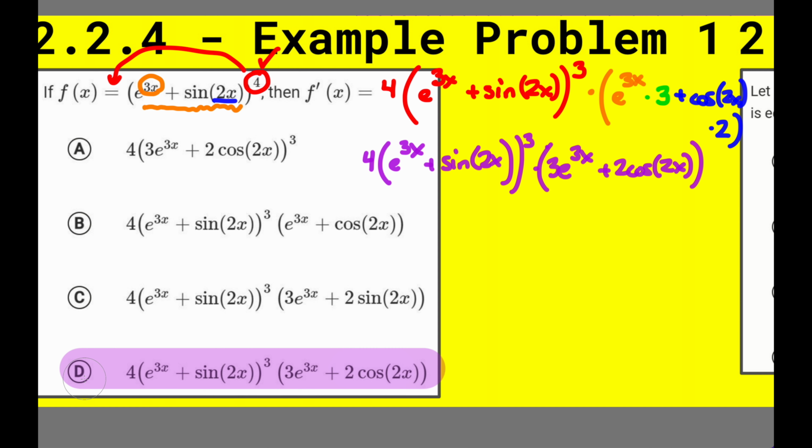Okay. It's also important to note that you cannot distribute this 4 here, because this is not e to the 3x plus sine 2x, it's actually cubed. So you can't just distribute this here because there's only one 4. There's not 3 of them. If there were 3 of them, you could. But you cannot distribute that there, so that's why they didn't do that.